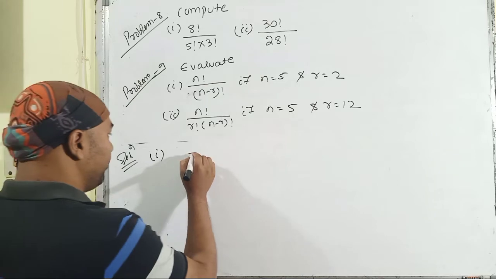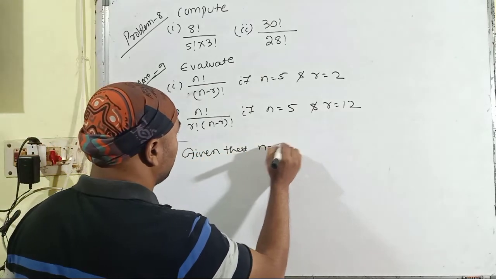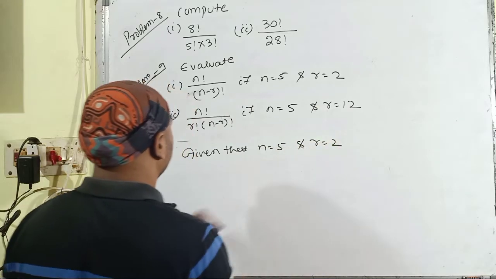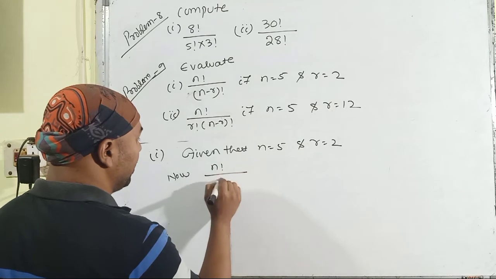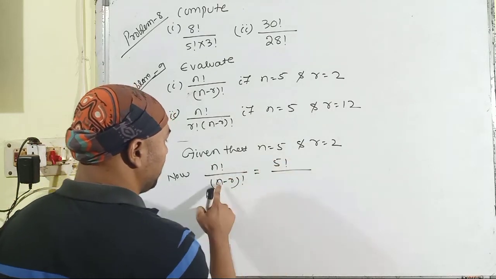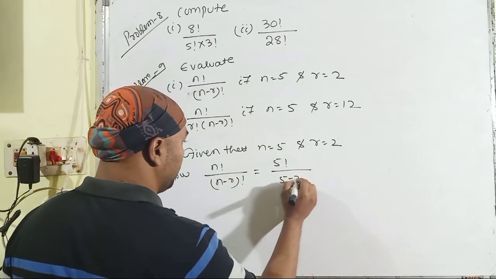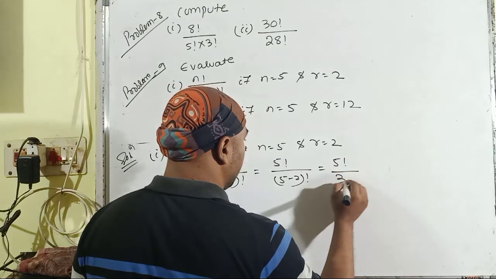So given that n is equal to 5 and r is equal to 2, now n factorial divided by factorial of n minus r, then it will be 5 factorial divided by factorial of 5 minus 2, that means 5 factorial divided by 3 factorial.